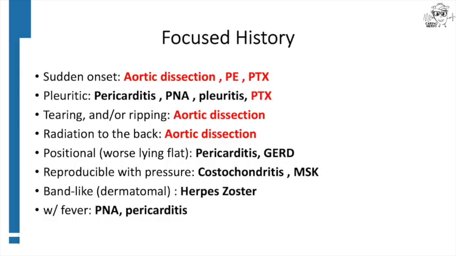Some descriptions on history may suggest an alternative diagnosis. For example, sudden chest pain makes me think of acute aortic dissections, pulmonary embolism, or pneumothorax. Now pause this video for a moment and take a look at the different features listed here and the diagnoses you should be thinking of.